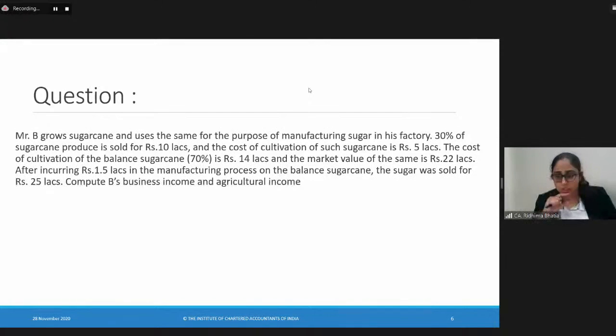Quickly, the question is on screen. Please do this. The 30% is full agriculture, the 70% is agriculture up to a stage, and after that stage, business.